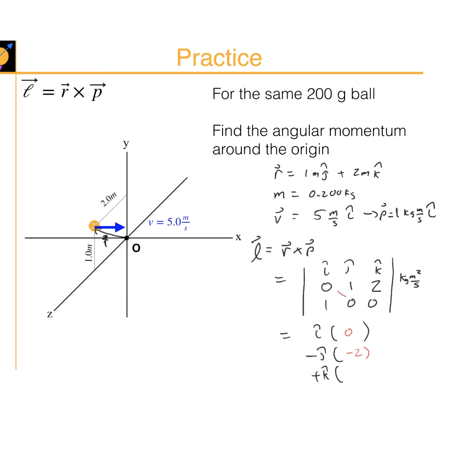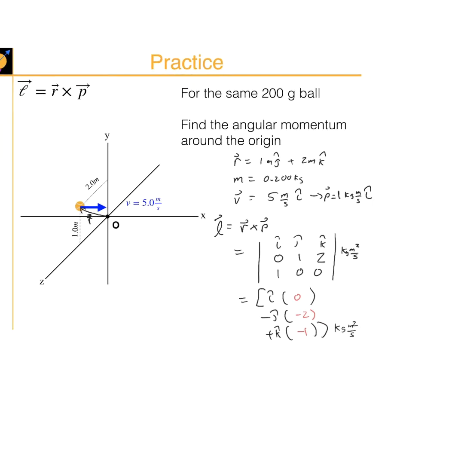And then the k hat direction, we're going to multiply this times this. So we have 0 minus 1. So we end up with a minus 1 here. And that's all in kilogram meters squared per second. So our final answer then is going to be 2.00 kilogram meters squared per second j hat minus 1.00 kilogram meters squared per second k hat.